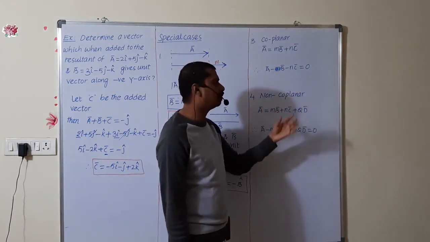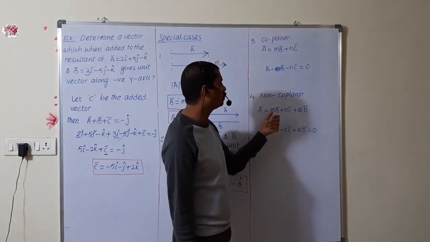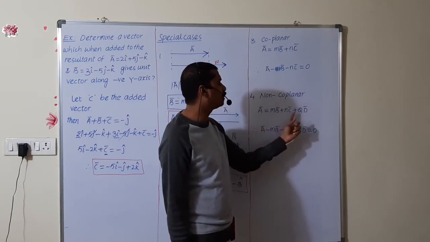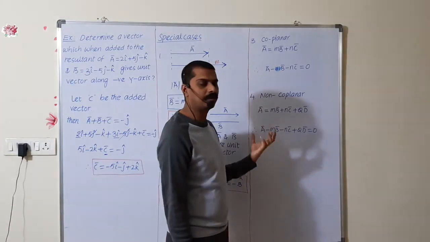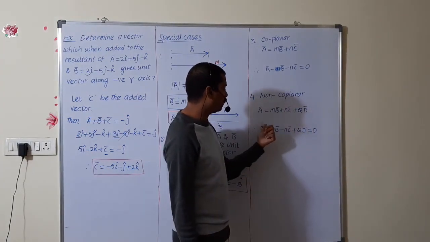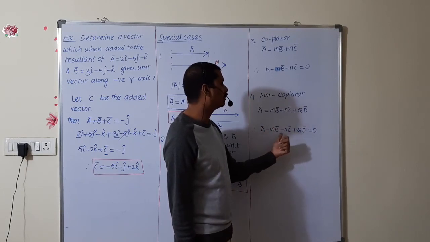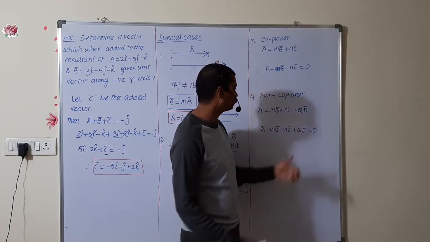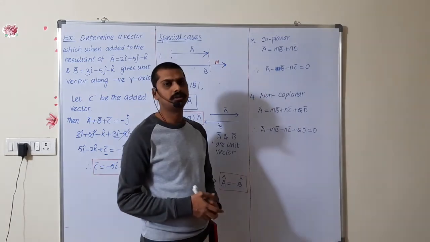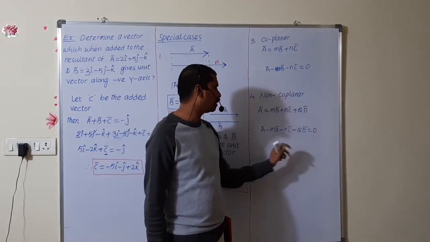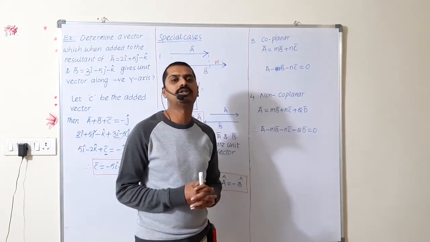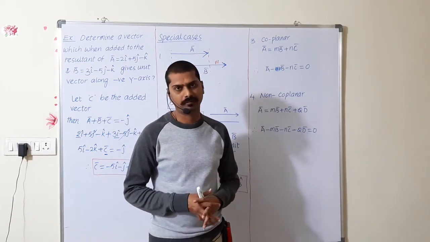For non-coplanar vectors, we take more than three. In that case, A vector is equal to M B vector plus N C vector plus Q D vector. Here M, N and Q are numbers, and the numbers represent the magnitude. Then if you want to make A zero: A vector minus M B vector minus N C vector minus Q D vector is equal to 0. I want to make the resultant 0. With A vector, B, C, D being 1, 2, 3, 4, to make the resultant 0, four vectors are required. Write it down.